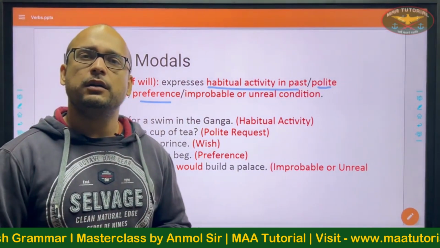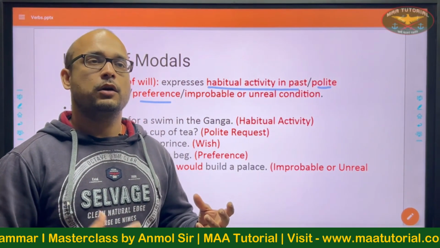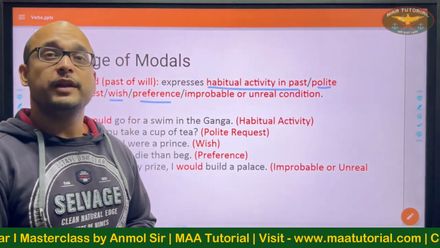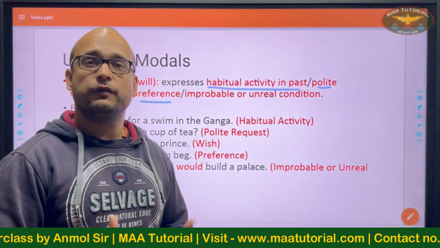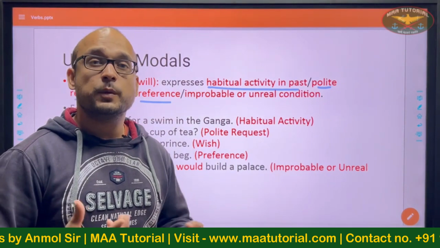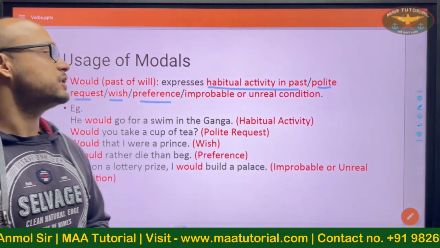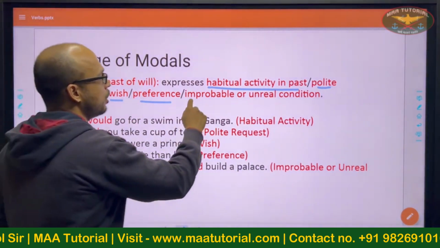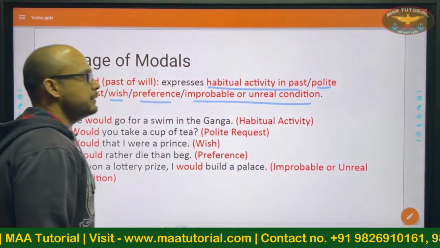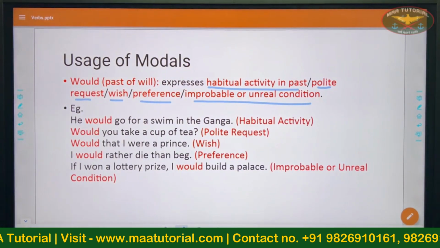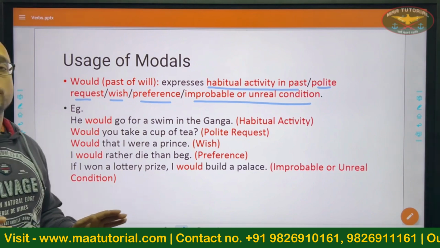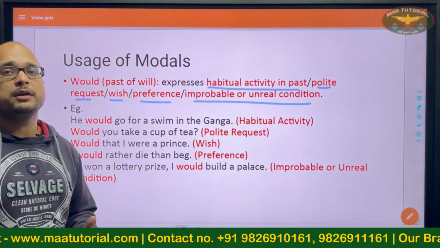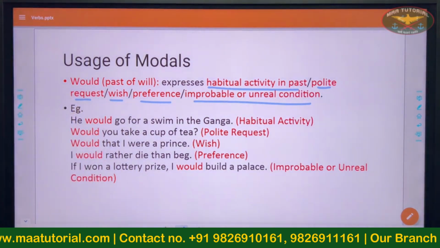Which would you prefer? A chocolate or an ice cream? Or which flavor would you prefer? Chocolate or vanilla? Or strawberry or vanilla? So what is your preference? Which one do you like more? Preference. Improbable or unreal condition, something that is improbable, that probably would not happen. Unreal, that cannot happen. Some condition that is just in the imagination.